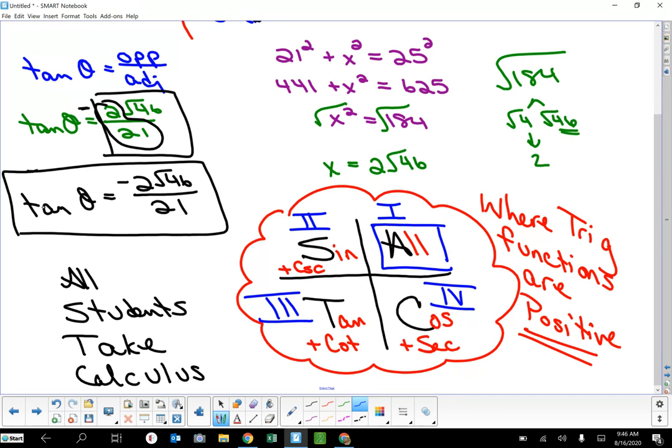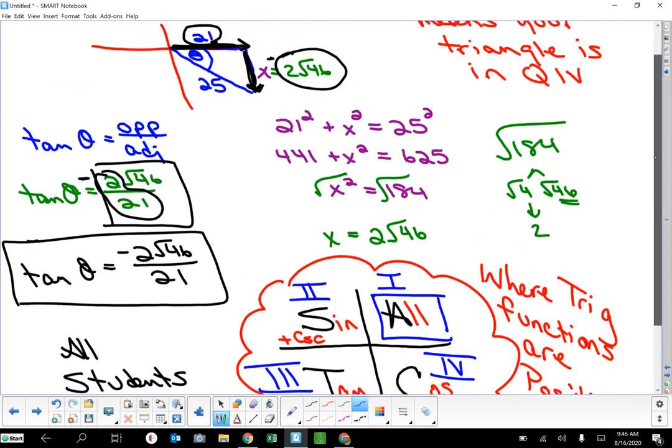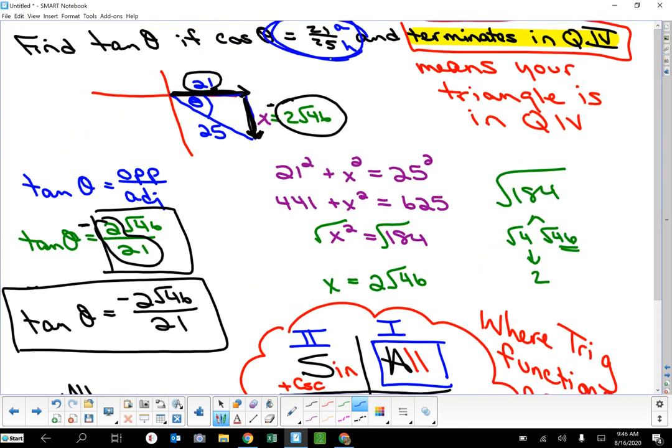So first off, let's go back to the problem. Cosine's positive, right? So that's either in quadrant 1 or quadrant 4, and they tell you it terminates in 4. So you should know right off the bat that your answer is going to be negative if you're looking for tangent. So really be very careful with your signs when you do these problems. That's where most of my students miss their points. It's not the work, it's not the numbers, it's the actual signs, S-I-G-N-S, not S-I-N-E-S. So be careful with that.